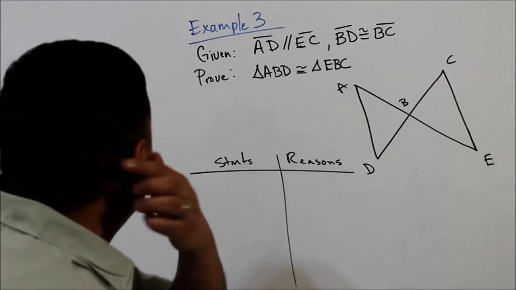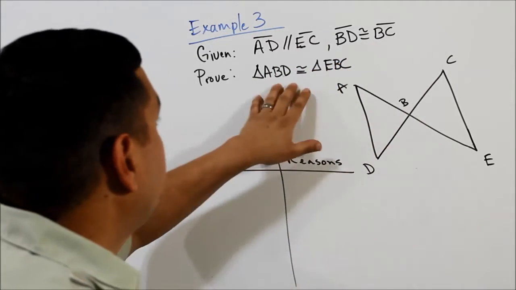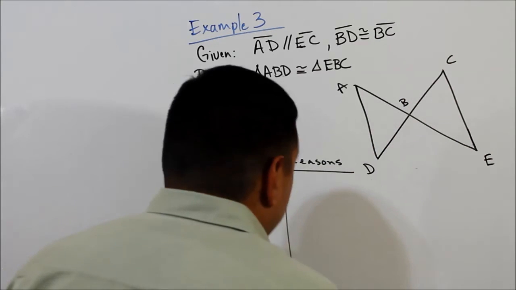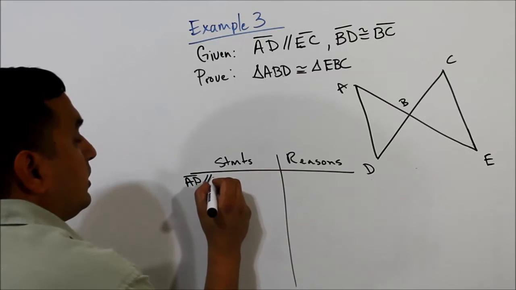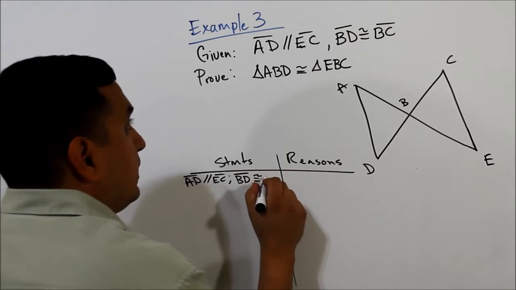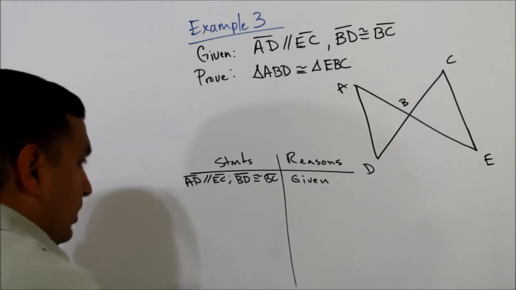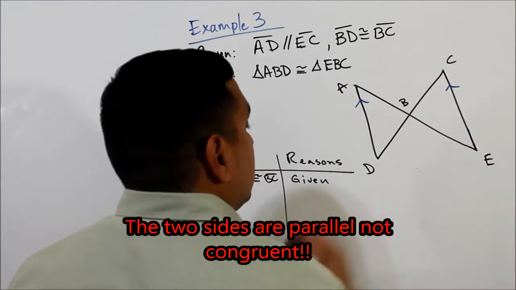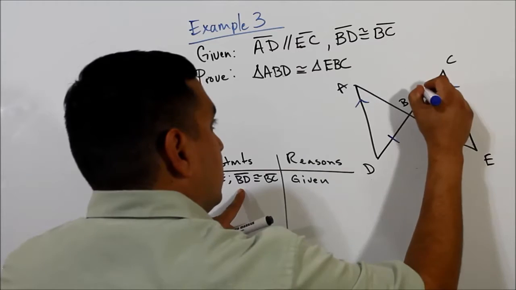Alright, example number 3. We want another proof here. I know that segment AD is parallel to segment EC and segment BD is congruent to segment BC. We want to show triangle ABD is congruent to triangle EBC. Okay, so as usual we start with our givens. I know that segment AD is parallel to segment EC. And I also know that segment BD is congruent to segment BC. And that's given. Okay. So let's go ahead and mark this on our drawings here. Remember that our arrows show that two sides are parallel, and tick marks show that two sides are congruent. I know that segment BD is congruent to segment BC.